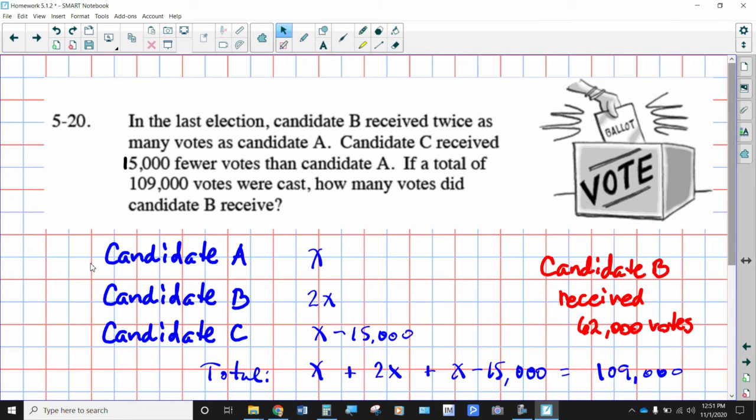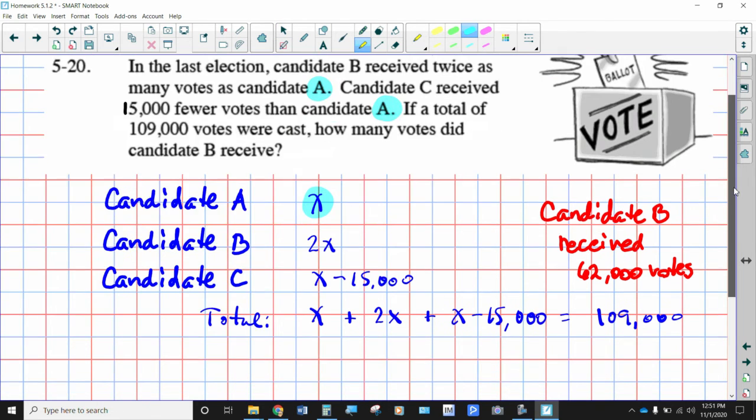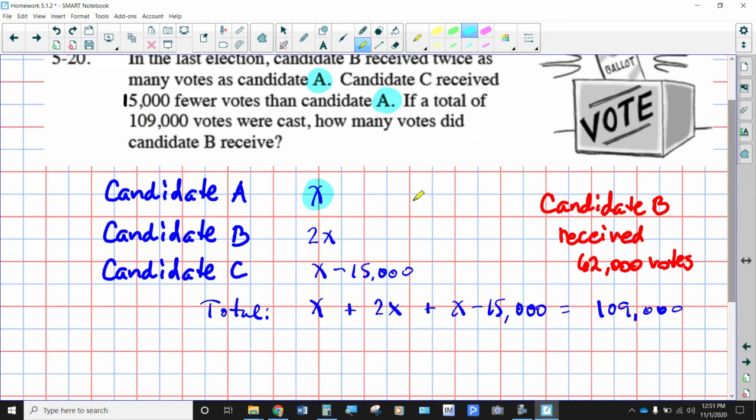Now a word problem. In the last election, candidate B received twice as many votes as candidate A, and candidate C received 15,000 fewer votes than candidate A. So it looks like both of them are being compared to candidate A. So candidate A looks like the logical choice to be our X. B received twice as much, and C was 15,000 less than candidate A. So that's X minus 15,000.